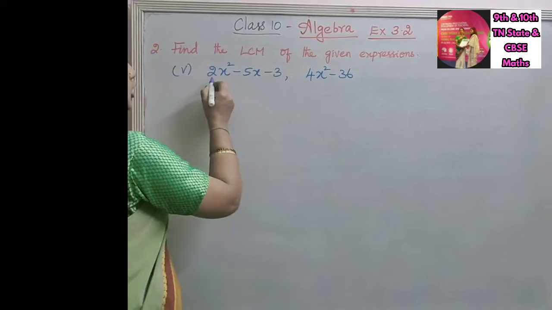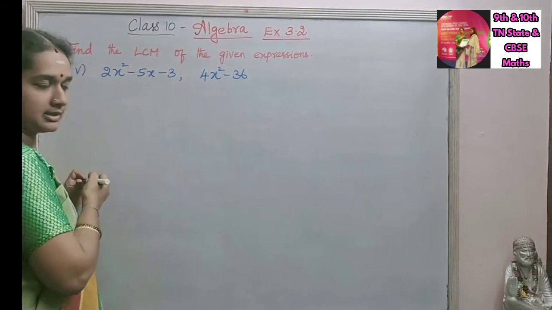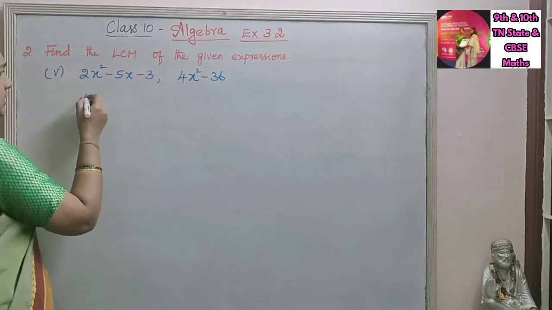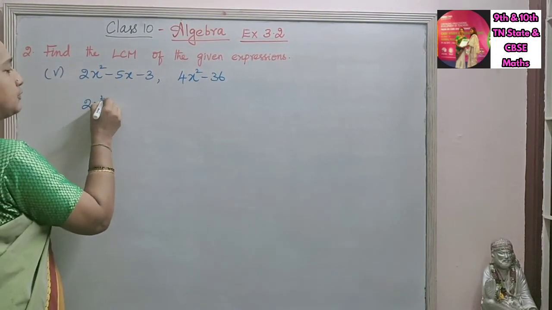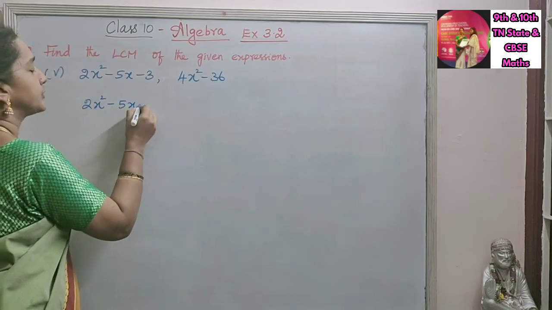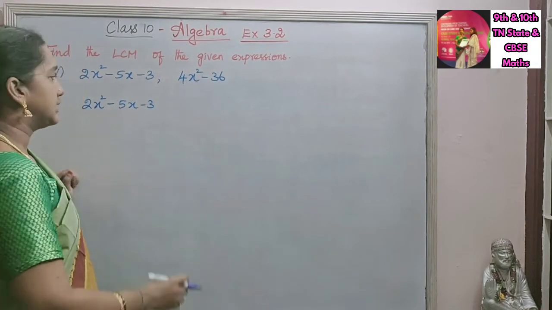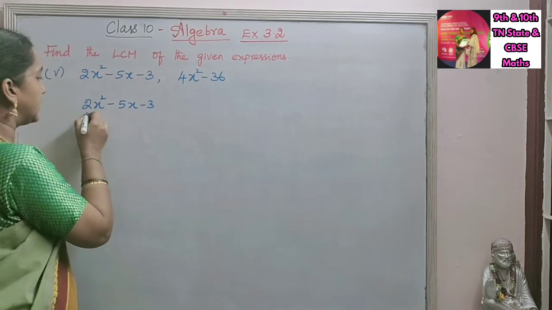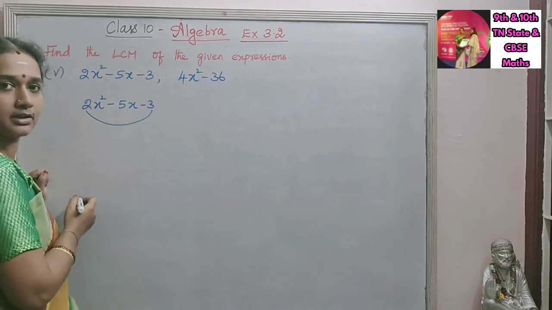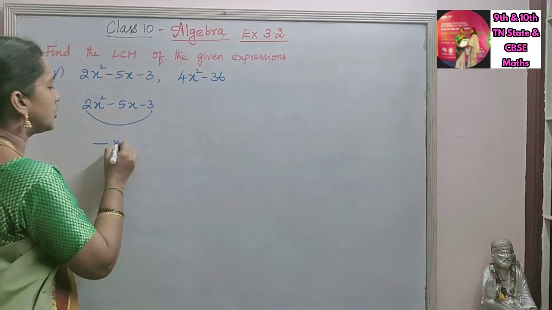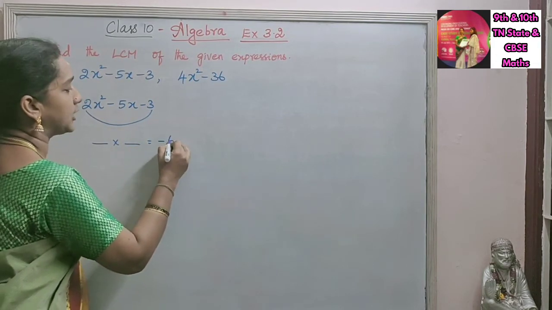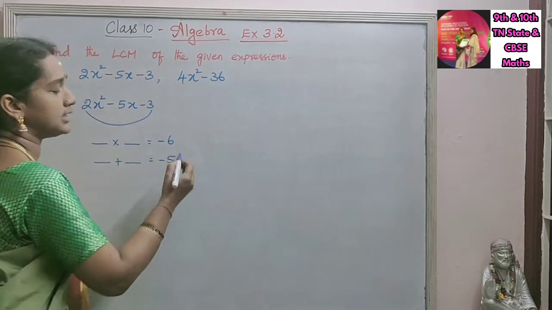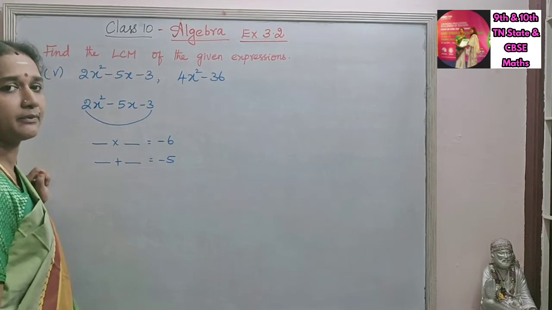Next sum is 2x squared minus 5x minus 3 and 4x squared minus 36. The same procedure: first we will find the factors of 2x squared minus 5x minus 3. Since x squared has a coefficient of 2, we multiply it with the constant term. When we multiply the two terms, we have to get minus 6, and when the same two terms are added, we have to get minus 5. Accordingly, we have to choose the numbers.